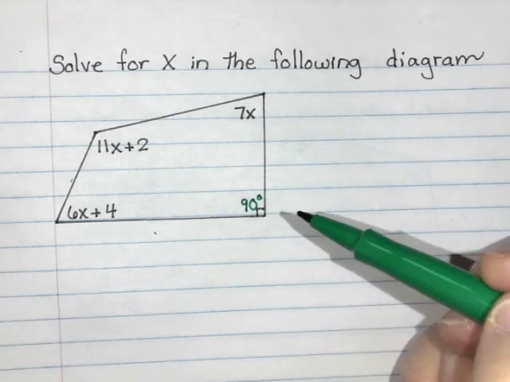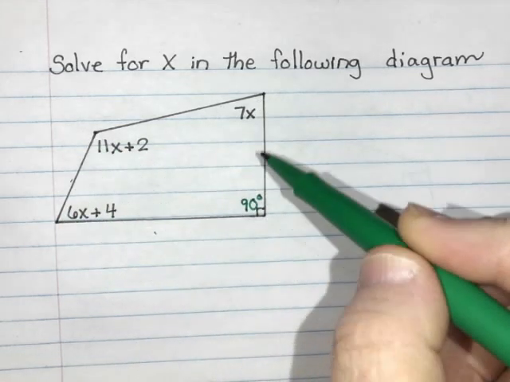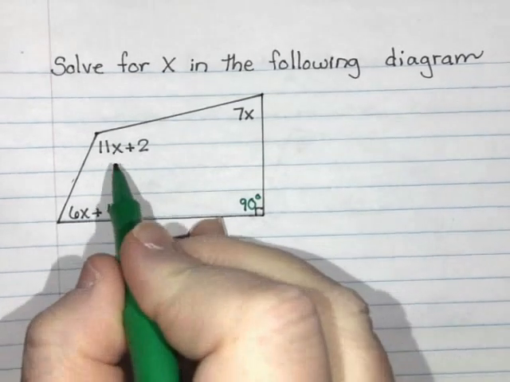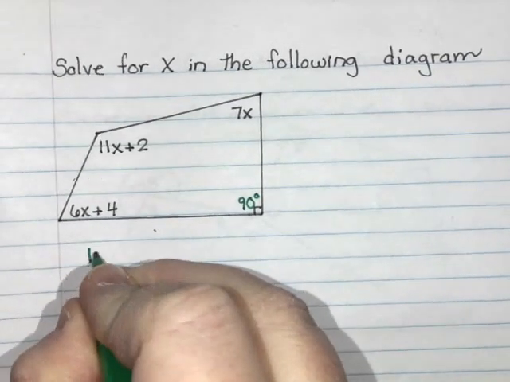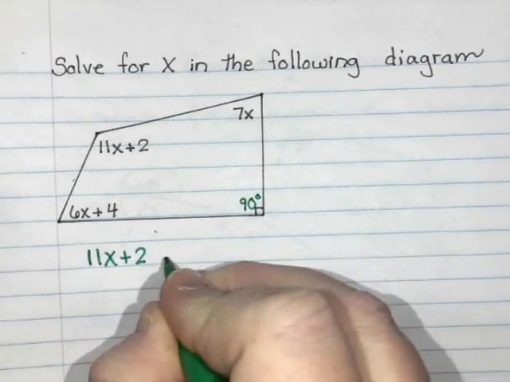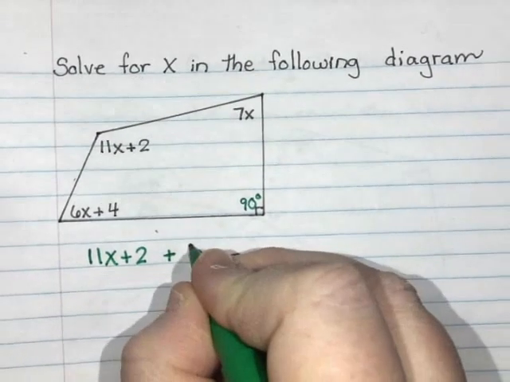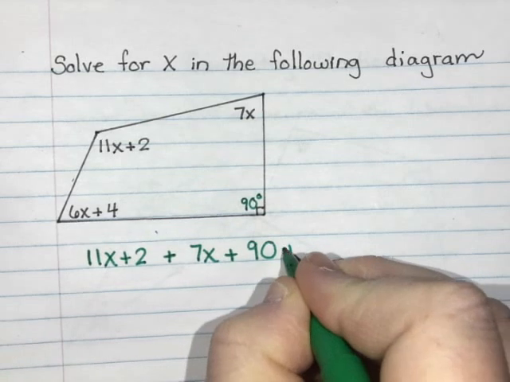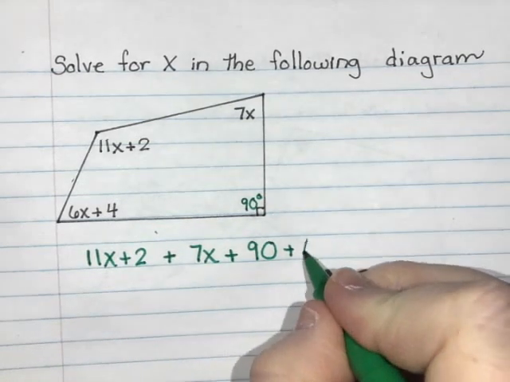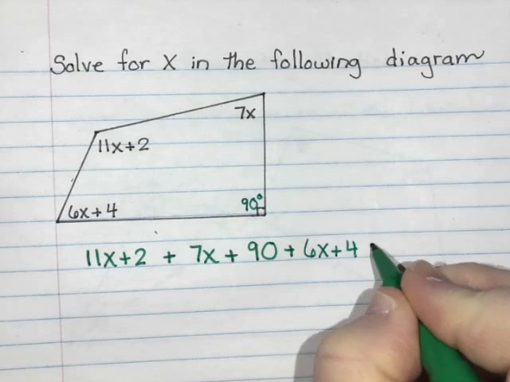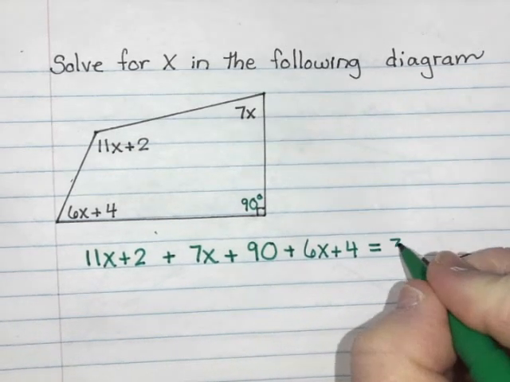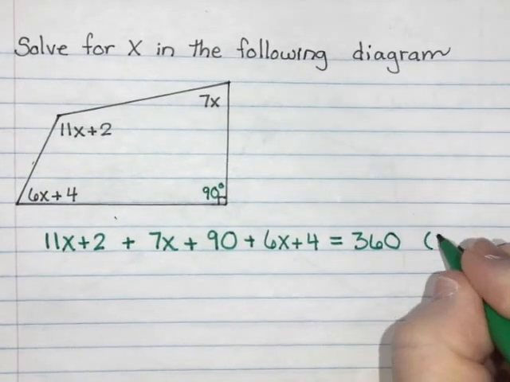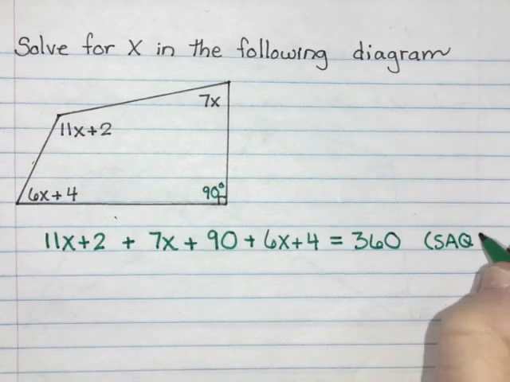So I'm going to create an equation by adding these 4 angles together and setting it equal to 360 degrees. Now it's up to you where you want to start. I think I'm going to start with 11x plus 2. So 11x plus 2 plus our next angle is 7x plus this one down here, 90, plus, and then this one from over here, 6x plus 4. That all together should equal 360 degrees. And that is because of the theorem SAQT, the sum of the angles in a quadrilateral theorem.